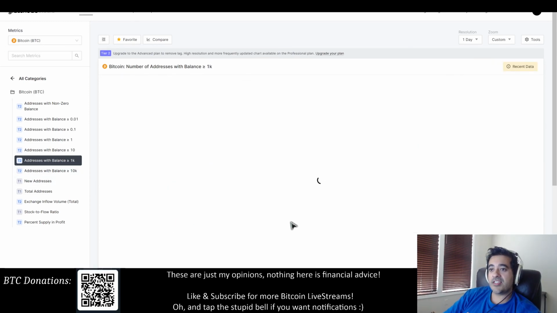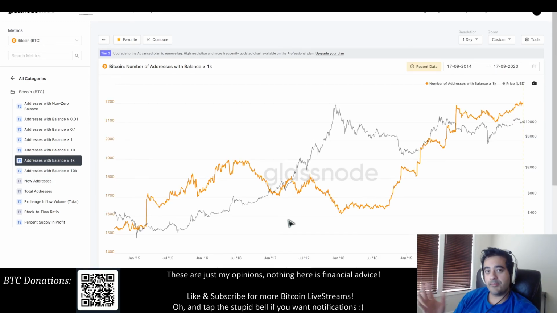The higher the 1,000 Bitcoin number is, the better, because this one goes higher. Greater than or equal to 1,000 means these are the ones that have 1,000 Bitcoin and more, right? So you're including those 10,000 Bitcoin people in this chart, but you're also including everyone who has between 1,000 and 9,999. And that's really where the majority of institutions are going to fall.